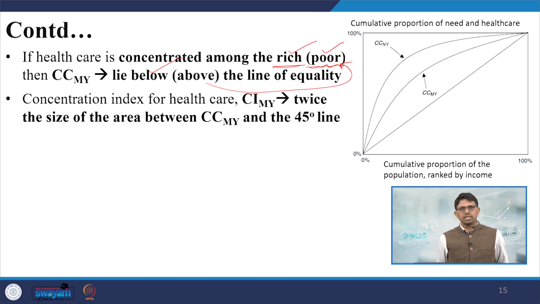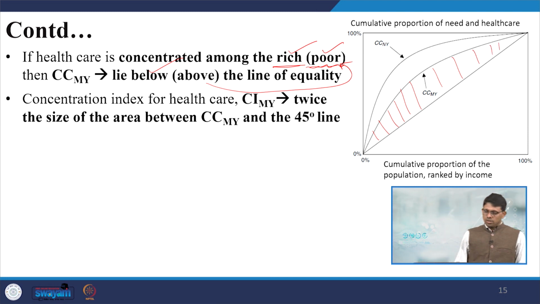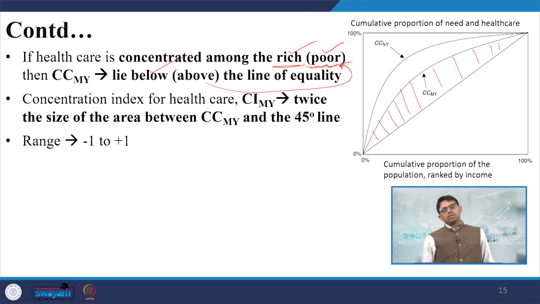So, the concentration index for healthcare, which we measured and discussed in the last lecture. For the healthcare concentration index, it is just twice the size of the area between the CCMY and the 45-degree line. You can just see this distance, isn't it? So, twice this area, and the range of this index will be -1 to +1, okay.